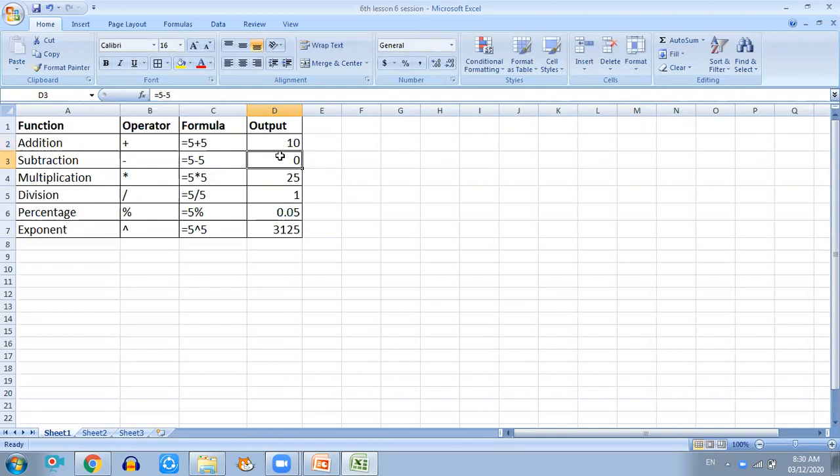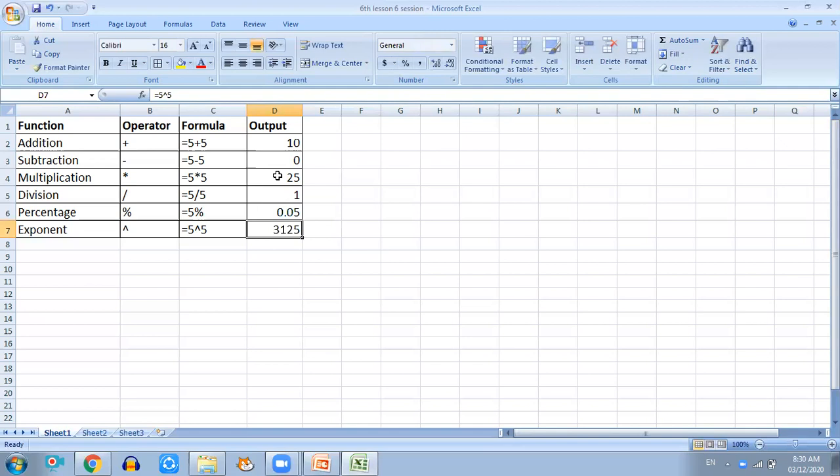Next, as I said at the beginning, you have to enter the equal to sign. So here I am going to enter equal to 5 minus 5, which gives 0. For multiplication, we enter the equal to sign, then 5 multiplied by 5. For division, start with equal to 5 divided by 5. 5 ones are 5. Answer, 1. Then for percentage, we enter equal to just 5 and the percentage sign, enter.